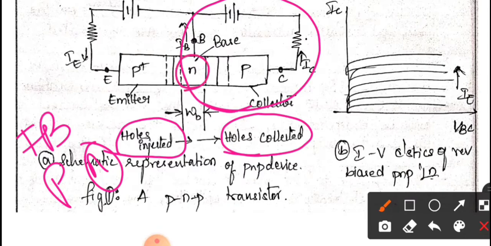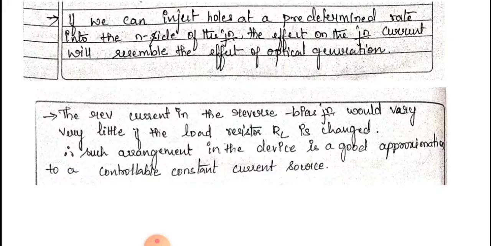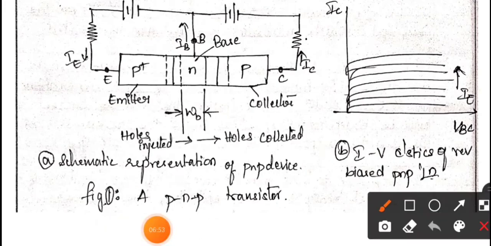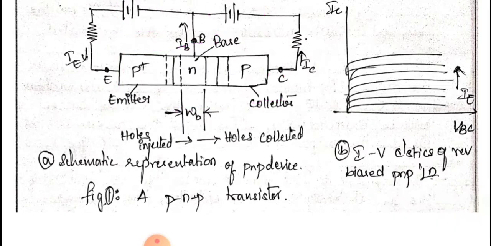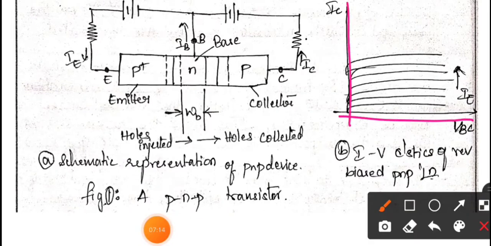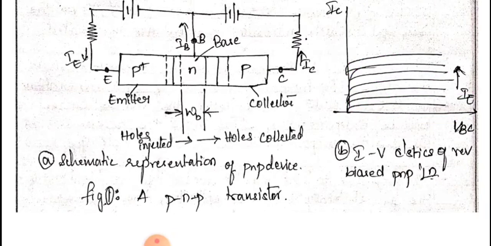If we keep the N common in both, then the device that arises is nothing but a PNP transistor. A PNP transistor: first PN junction under forward bias and the other PN junction under reverse bias. So the schematic representation of a PNP device and the IV characteristics of the reverse biased junction. Then the current flow will be like this, the IV characteristic will be like this. Okay, that much detail we will see later.